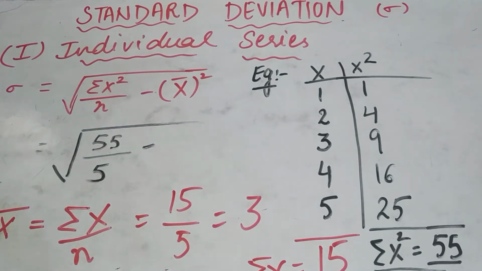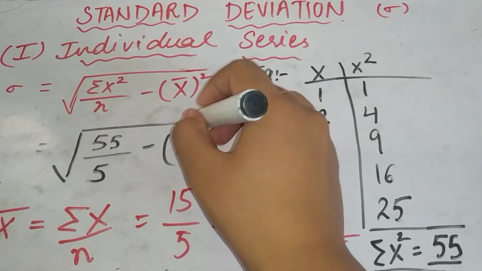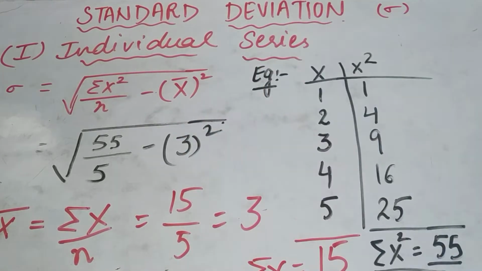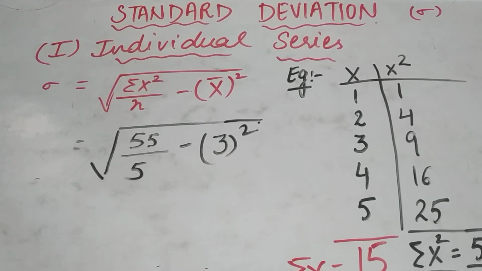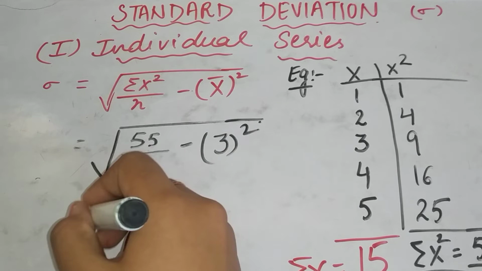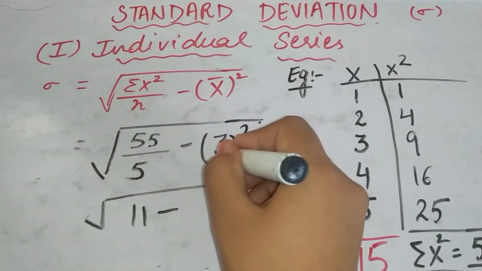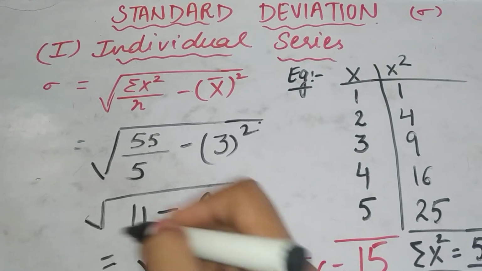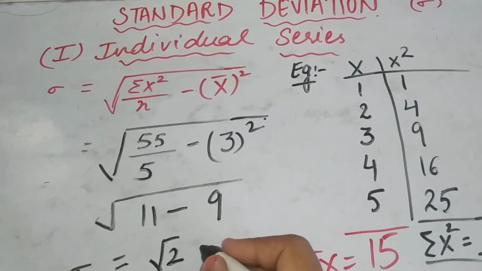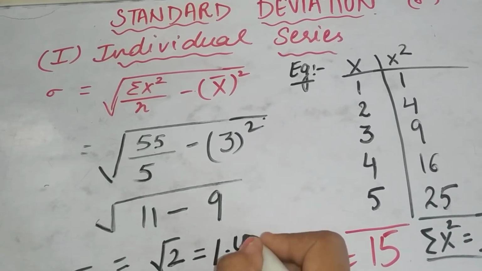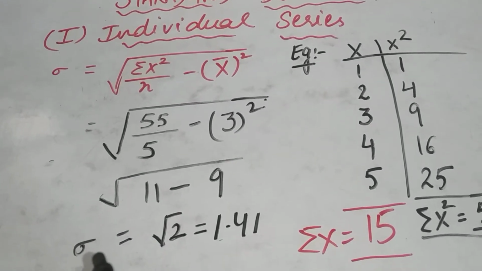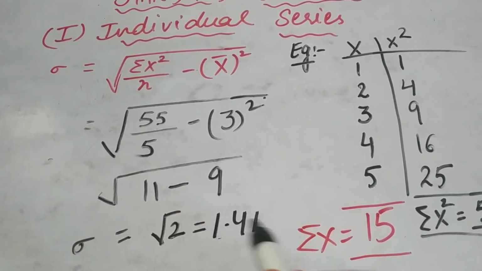Now put the value in the formula, and we have to do a square of it. So we'll square it and solve them. 55 divided by 5 is 11, minus 3 square is 9. So this will be under root 2. Under root 2 is equal to 1.41 approximately. So the value for standard deviation in this case will be 1.41.